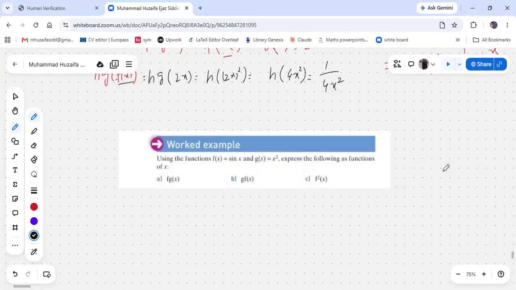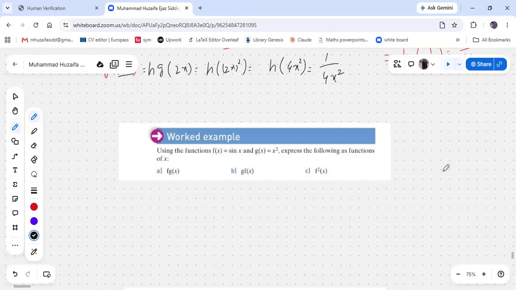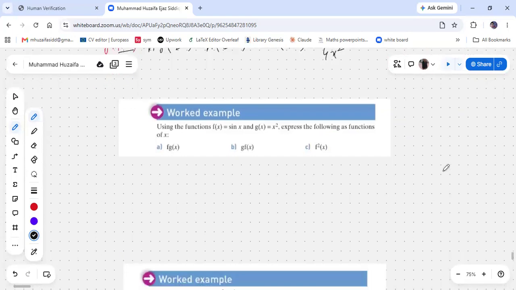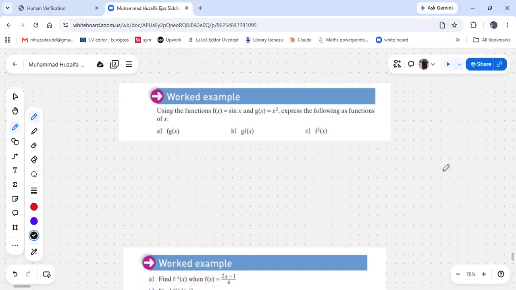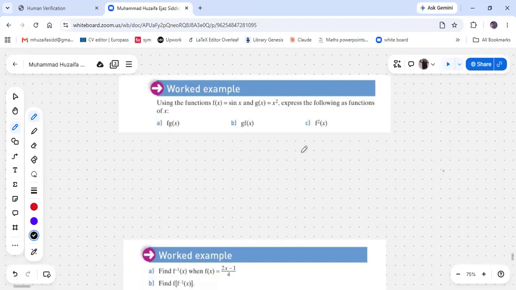Okay. After this, using the function f of x is equal to sine of x and g of x is equal to x square, express the following functions. I'll try doing it. Which one should I do? All three, you can do it. First one, this.